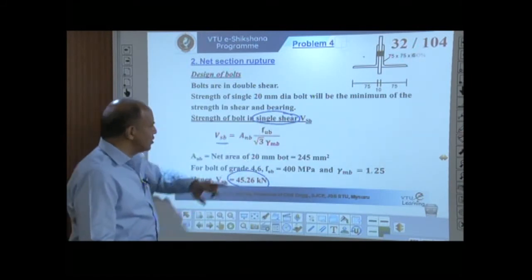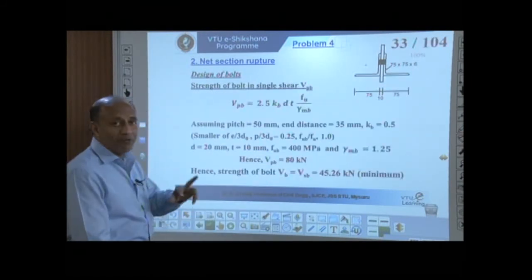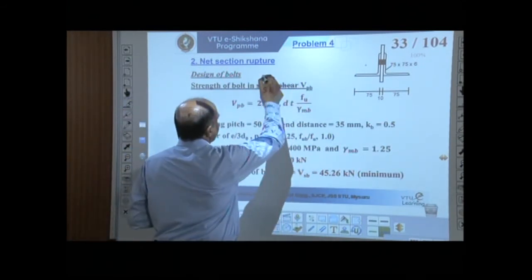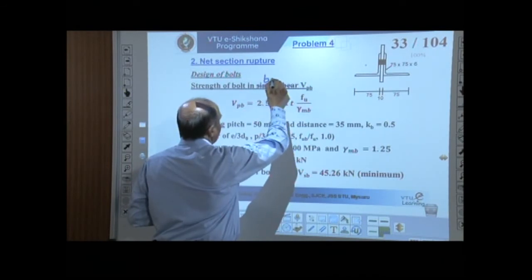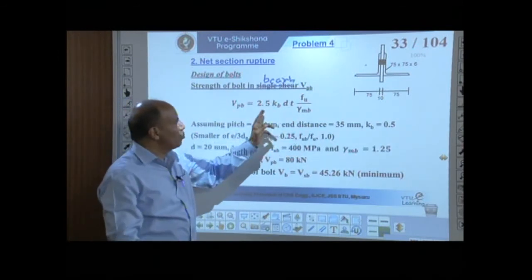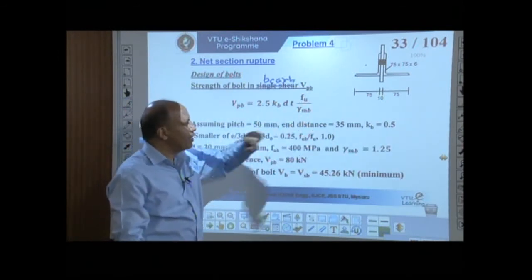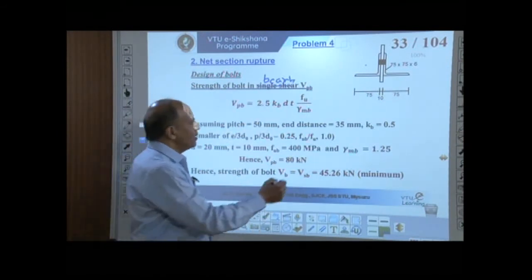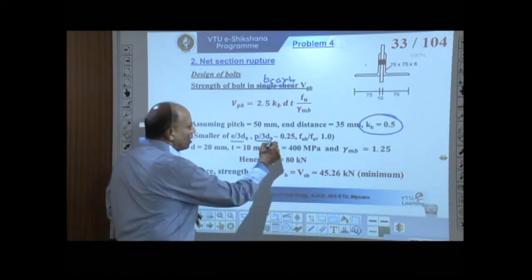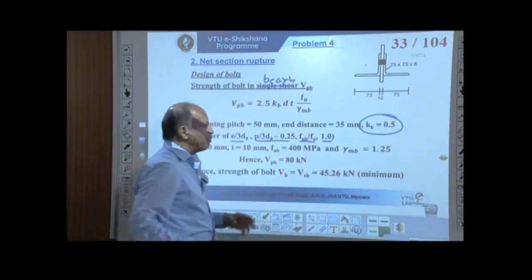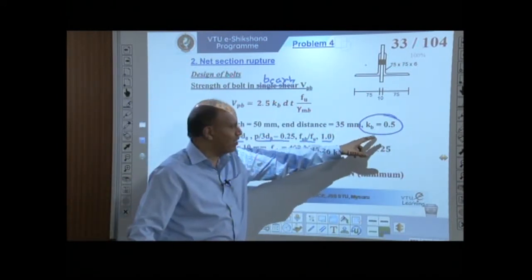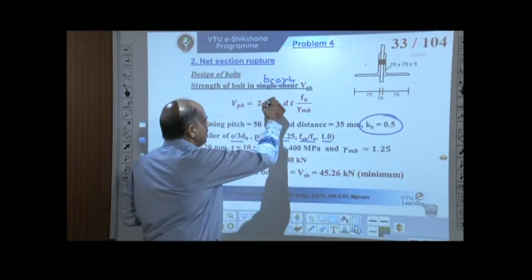Now we have done this in single shear. Obviously, in double shear we are going to increase that later. Now this is in bearing, and for bearing we have a different expression: 2.5 k_b d t f_u by gamma_mb. The value of k_b in this particular case is 0.5, which is taken as the least of these 3 ratios. You compute according to these 3 ratios, pick the least, and you get the value of k_b as 0.5 in this case. So k_b is known.